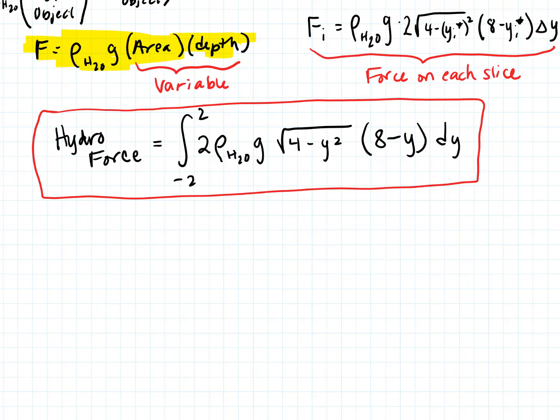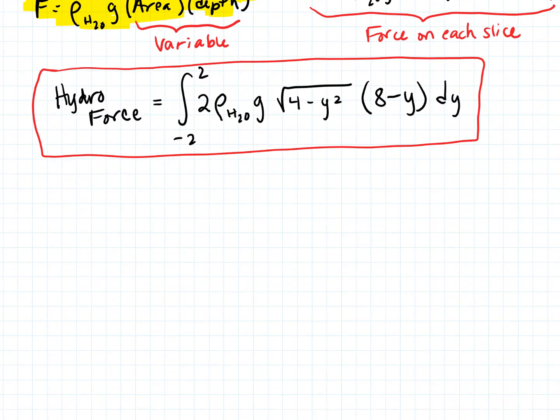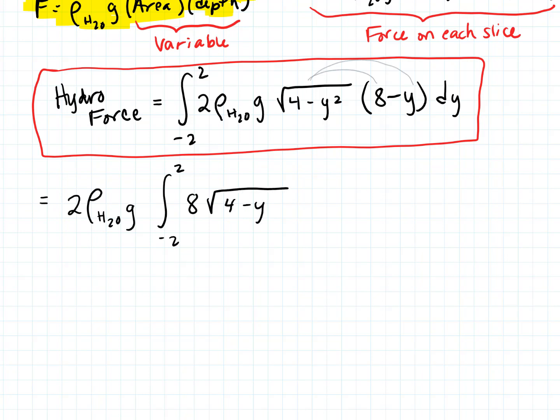To compute this integral, I first start off by pulling out the constant, 2 rho of H2O times gravity, and then I'm integrating from -2 to 2. I'm also going to distribute this root to both the 8 and the y. So I'm going to end up with 8 times the square root of 4 minus y squared, minus y times the square root of 4 minus y squared, dy.